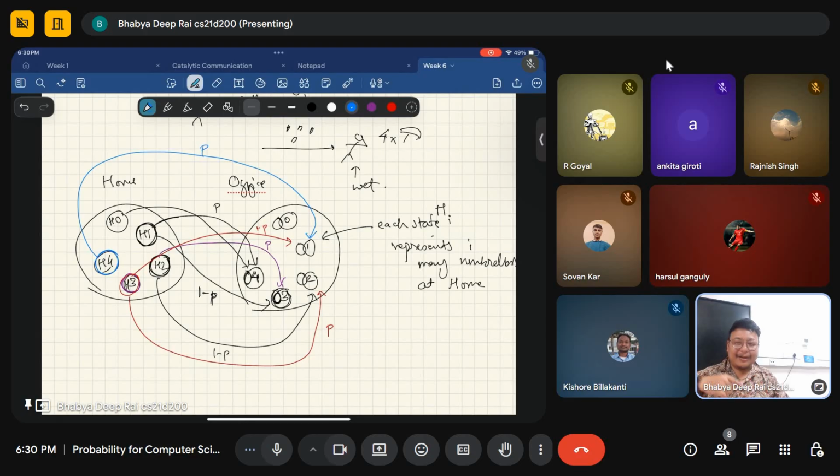If it does not rain, with what probability? 1 minus P. If it does not rain, I don't take an umbrella, so I move to O0 with probability 1 minus P, because I don't take an umbrella, so the office still has 0 umbrellas. Kishore, is that fine?